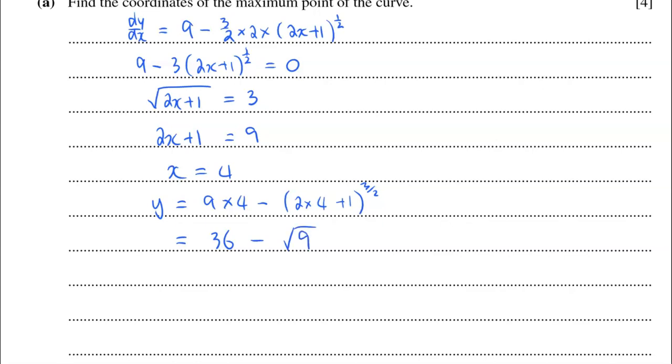So we're going to do the square root of 9 and then cube it. The square root of 9 is 3, and we cube 3, we get 27, and so we end up with y is 36 minus 27, which is 9. Okay, so the maximum point is: the x value is 4 and the y value is 9. And we're done.